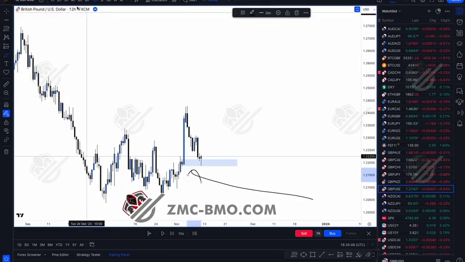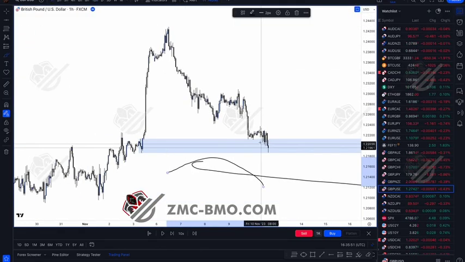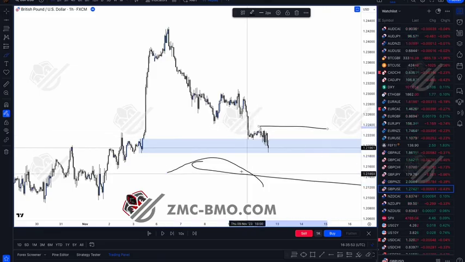Now, that happened there. Do we want to wait for structural breaks? Of course we do. Where's the structural break? This lower time frame move here.